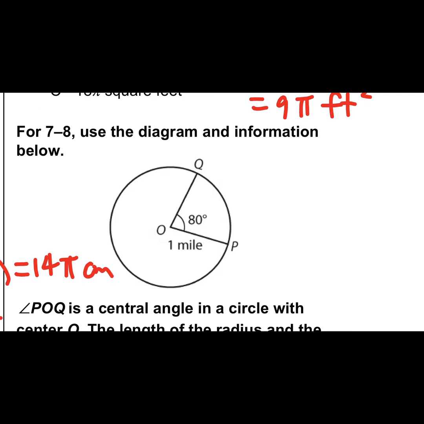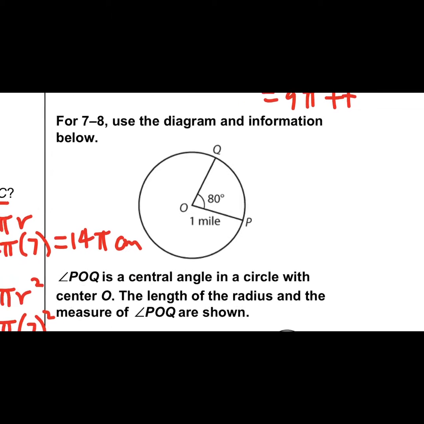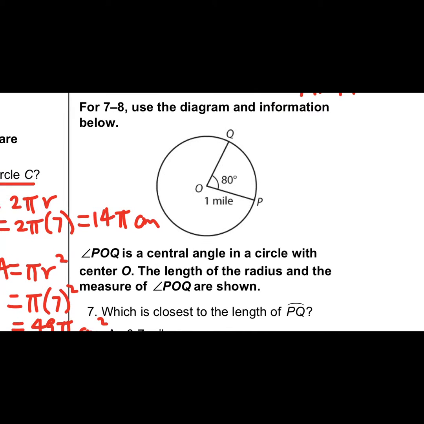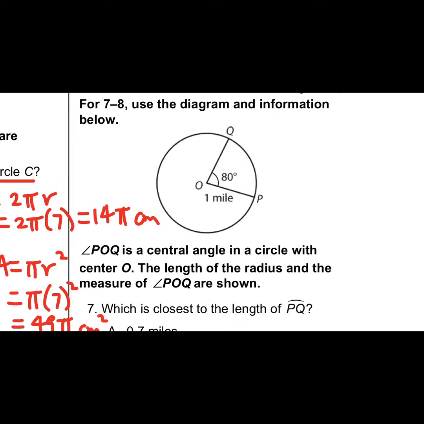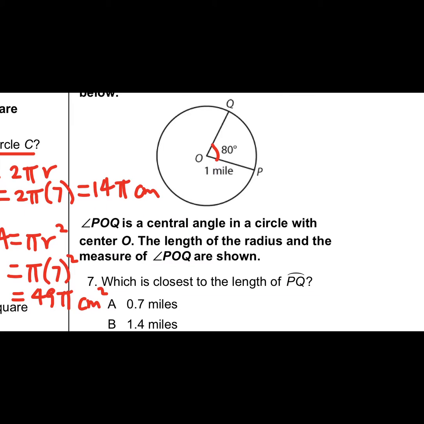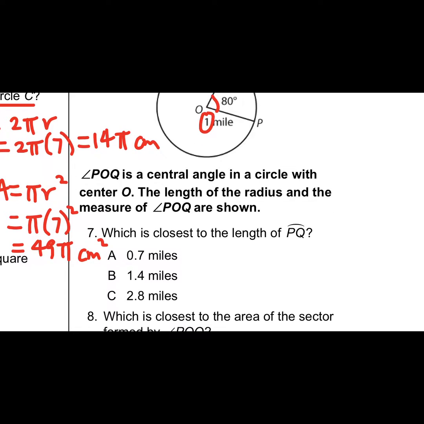Number 7 and 8, we're using the same diagram. So use the diagram and information below. Angle POQ is a central angle, and its measure is 80 degrees. The length of the radius and the measure are shown. So we have the radius is at 1 mile. And so number 7, what is the closest to the length of the arc PQ?